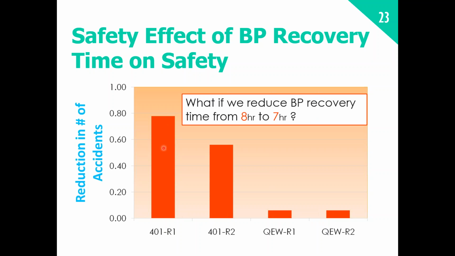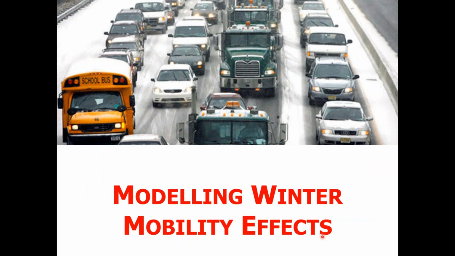So this 1 hour makes a huge difference. We have about 0.8 accidents that are expected to be reduced for Highway 401, and then Highway 401, and then QEW and QEW here. Again, this is just for illustration purposes. So the takeaway lesson here is that with the model that we developed, we can quantitatively assess and quantify the benefits, and we can even conduct a what-if analysis based on the given or target LOS as well. So safety, of course, is a one-sided story.